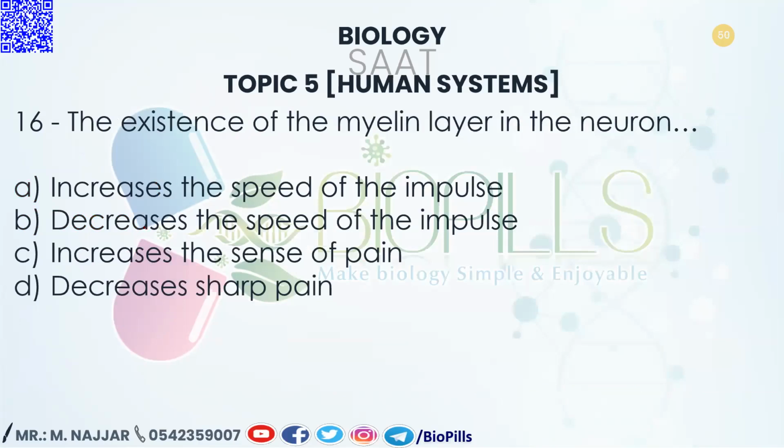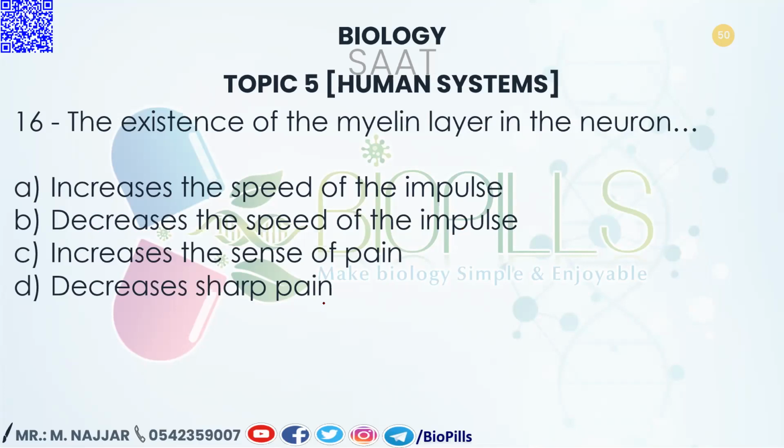If we go to the nervous tissue or the nervous system, question number 16. The existence of the myelin layer in the neuron: A, increases the speed of the impulse. B, decreases the speed of the impulse. C, increases the sense of pain. D, decreases sharp pain. The correct answer is A, increases the speed of the transmission of the nerve impulse.